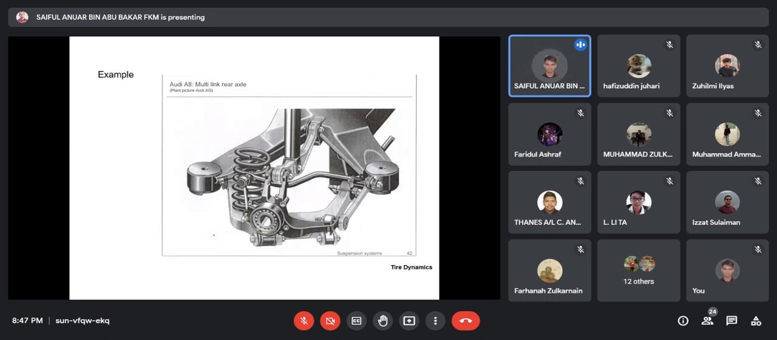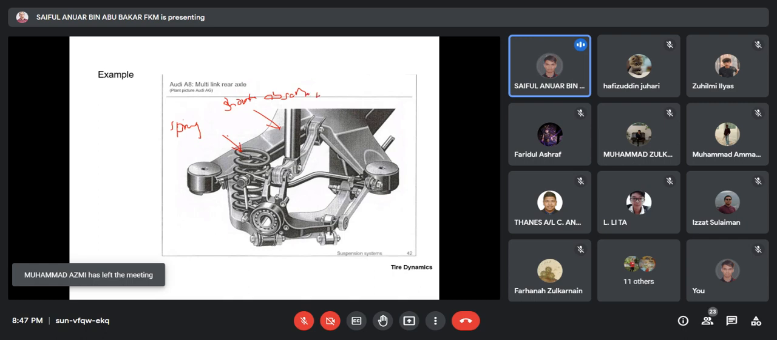Okay, this Audi A8 has the multi-link rear axle from earlier. If you take a look here, we have a lot of links. This one refers to the first picture of the Audi A8, but this one refers to the rear axle, where you can see this is the spring for the rear axle. This is the shock absorber. And then they have this kind of link.